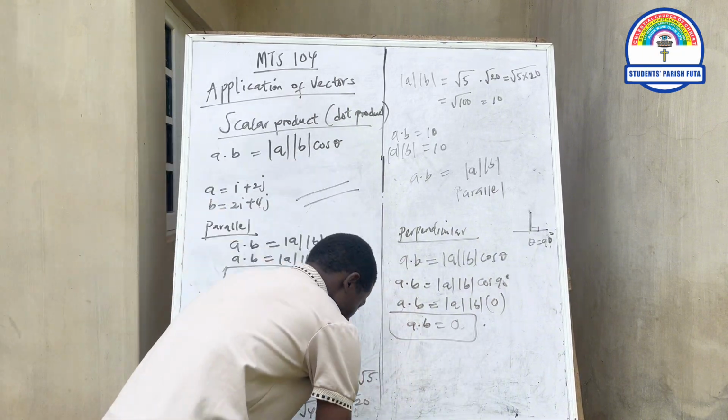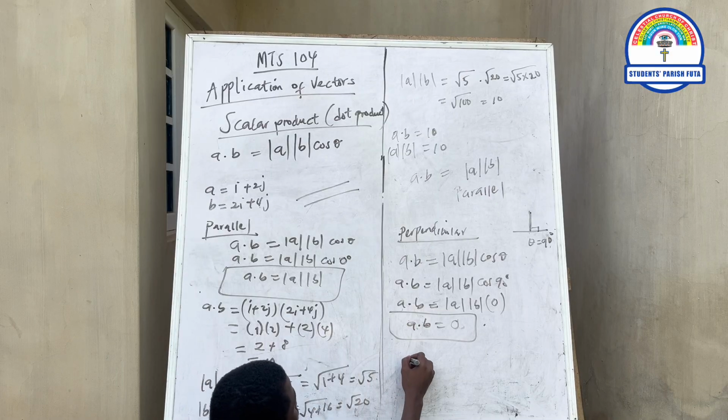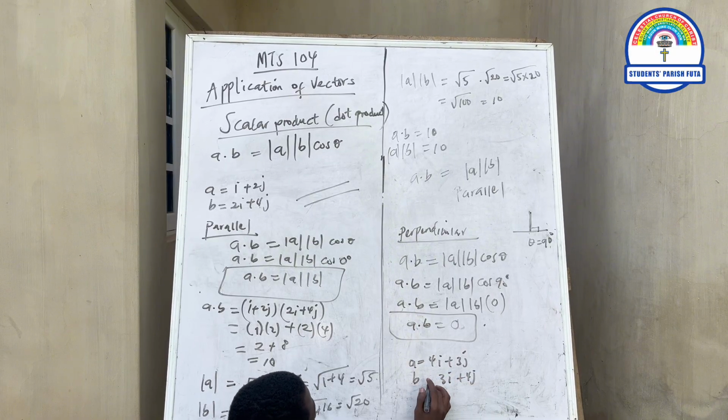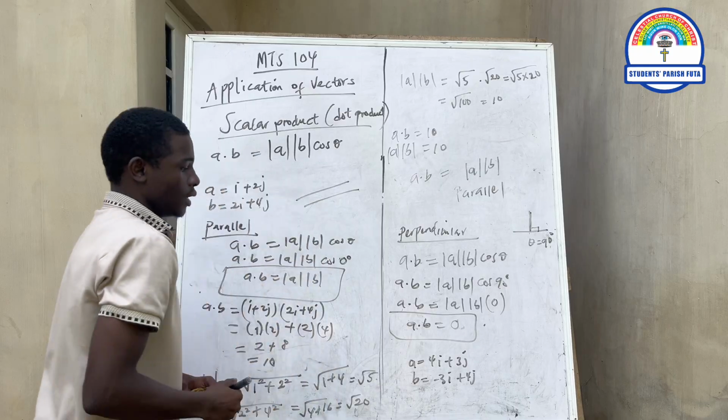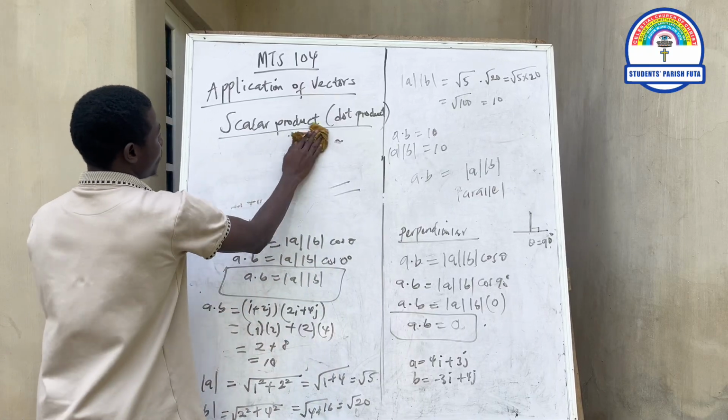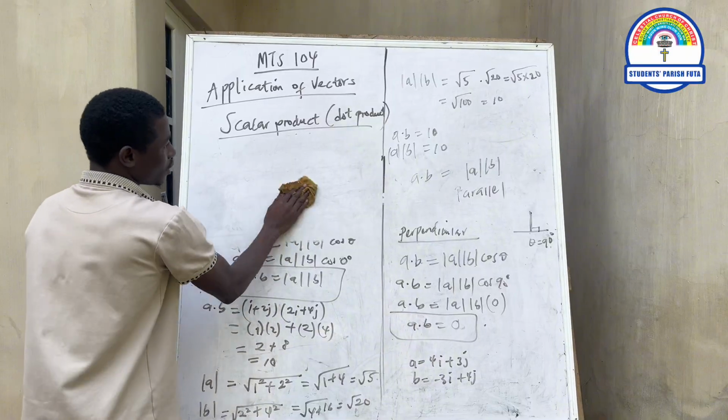An example of such vectors is this. Let's look at vector A equals 4i plus 3j, and vector B equals minus 3i plus 4j. Let's look at these two vectors and see if they are perpendicular or not.